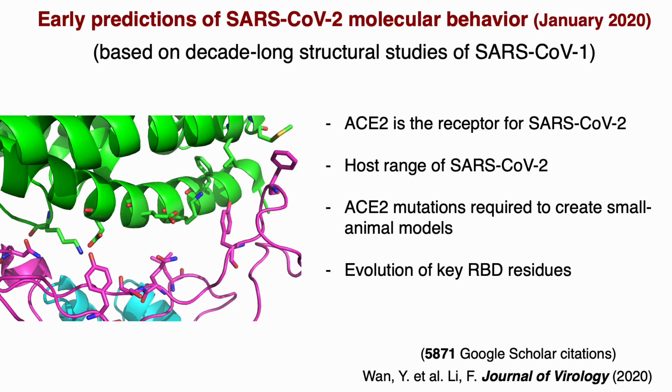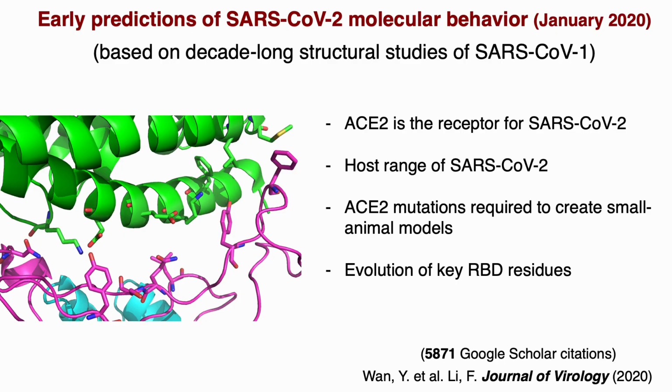In late 2019, SARS-CoV-2 hit. In January 2020, the genomic sequence of SARS-CoV-2 was released. On the same night, I stayed up and drafted a manuscript to make early predictions of SARS-CoV-2's molecular behavior. These predictions include that ACE2 is a receptor for SARS-CoV-2. What animals can be infected by SARS-CoV-2 and what animals cannot be infected?